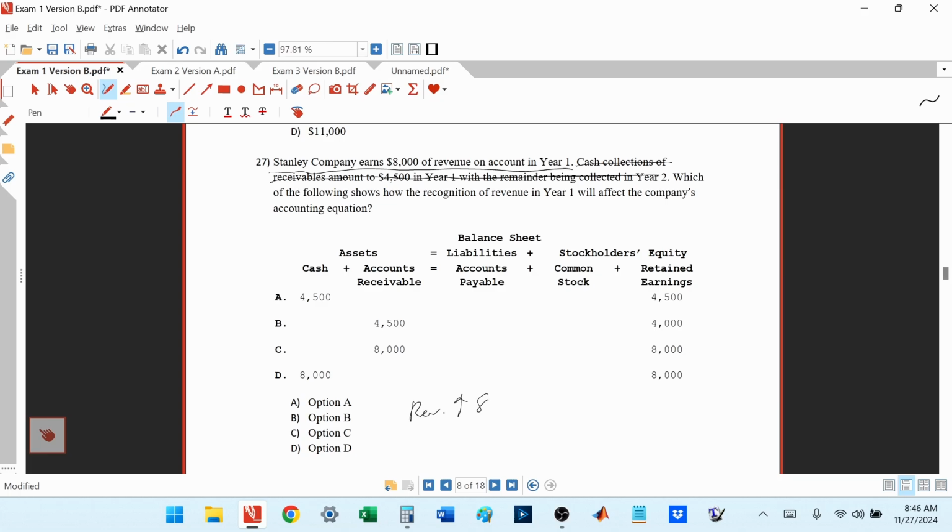That means revenue up by $8,000, which implies net income up by $8,000, which implies retained earnings up by $8,000, which implies stockholders' equity up by $8,000. And then the on account part: we have an account receivable with our customer, so accounts receivable are up by $8,000, which implies that assets are up by $8,000. The only choice that has assets up by $8,000, in particular accounts receivable, is C. So C has to be right. D's wrong, B's wrong, A's wrong. C also has retained earnings up $8,000, which happens right here.